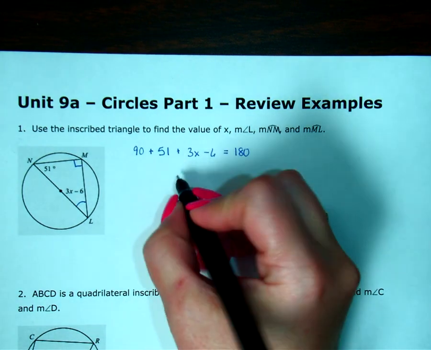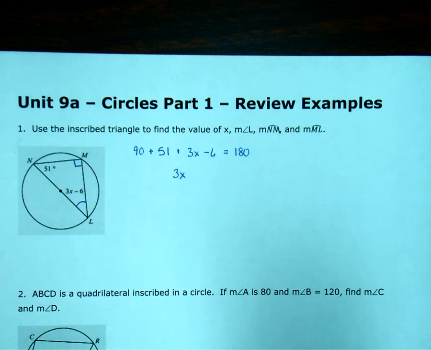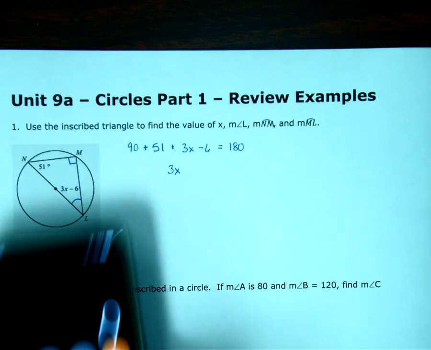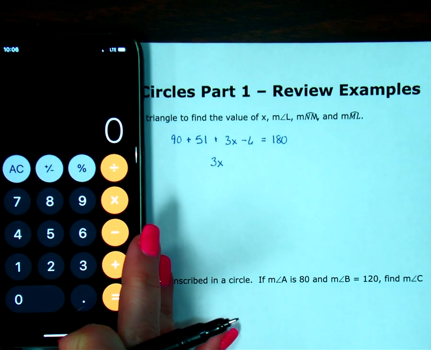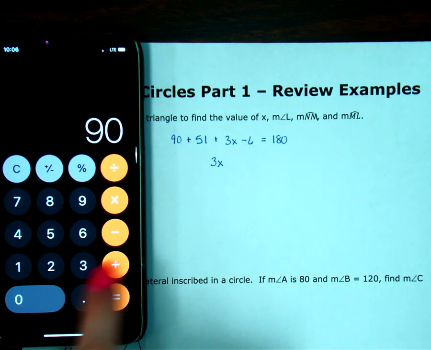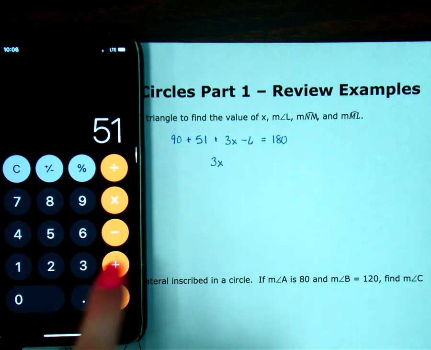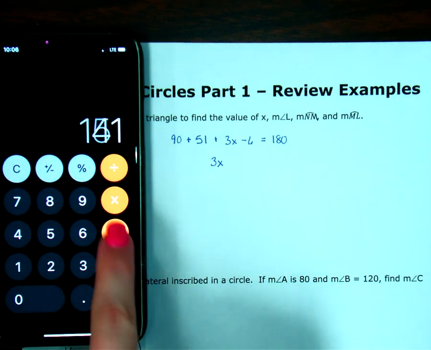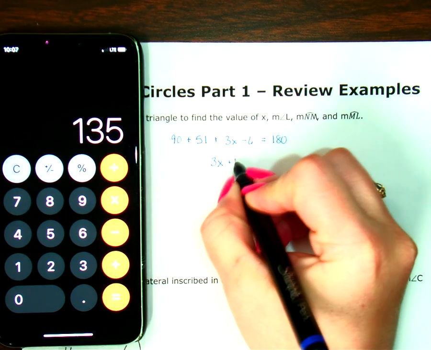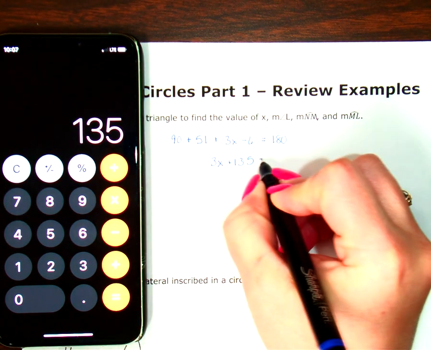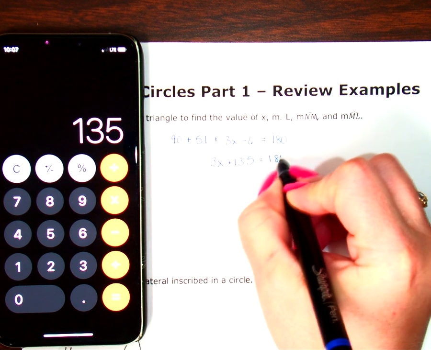Okay, so the only x I have is right here, 3x. And then I'm going to combine those other like terms. I'm just going to use my regular calculator here because I don't have a fancy calculator with me. So just 90 plus 51 and then minus 6 gives me 135. And that equals 180.